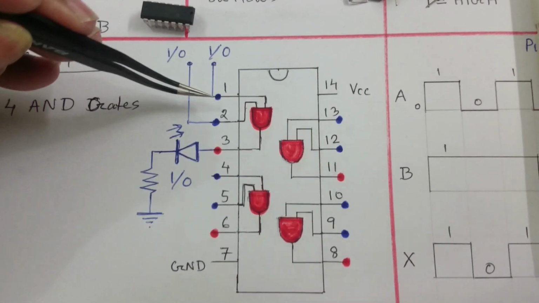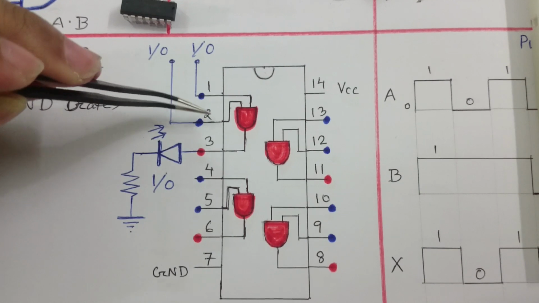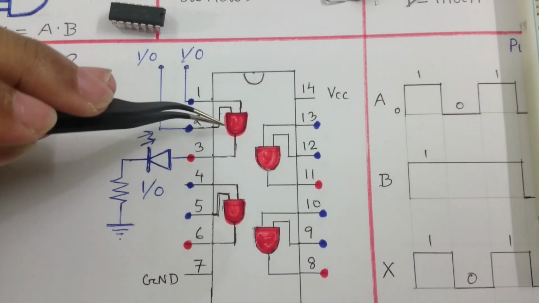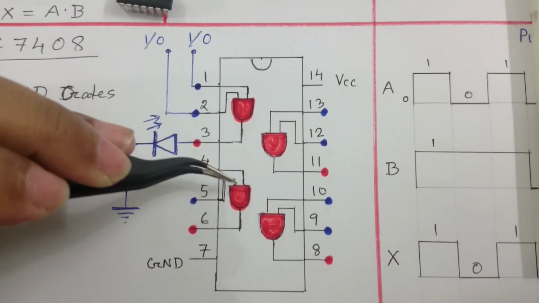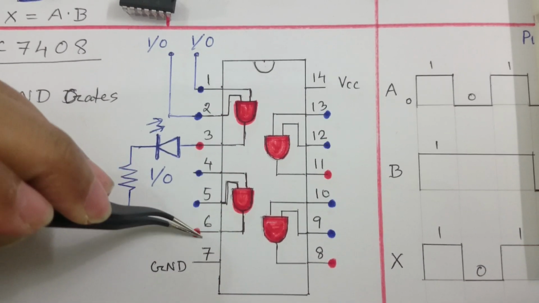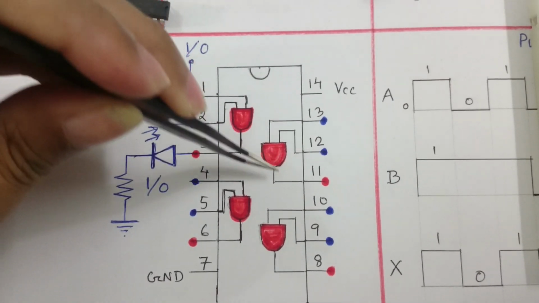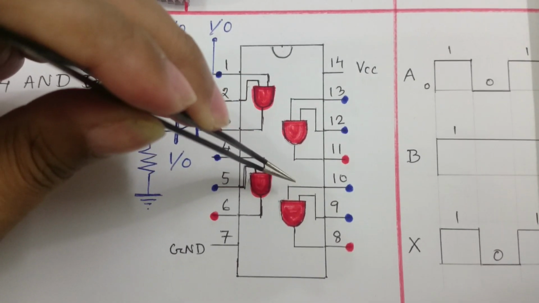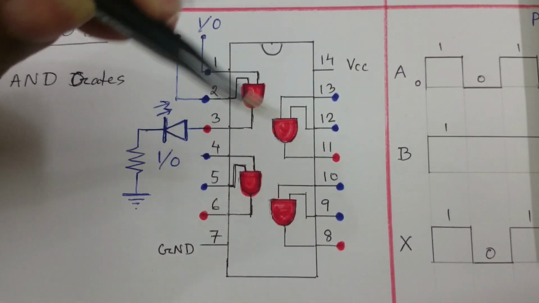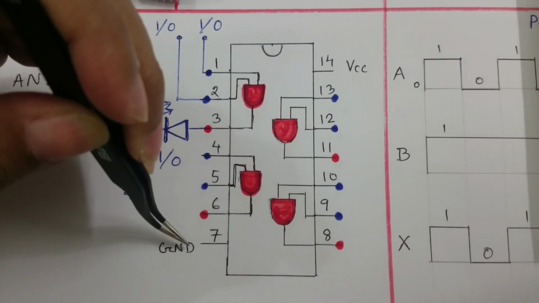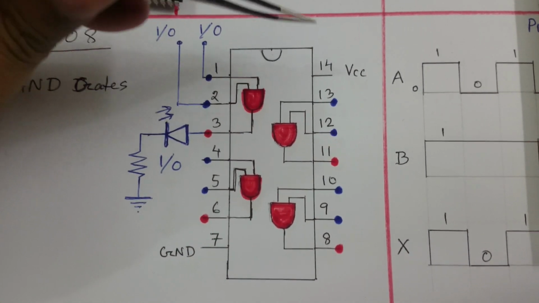So I am explaining the pin layouts of this IC. This is pin number 1 and 2 is the input of first AND gate, and pin number 3 is the output, and 4, 5 is the input of this AND gate, and 6 is its output. Similarly 13, 12 is the input of this AND gate and 11 is the output, and lastly 9 and 10 is the input and 8 is the output of this AND gate. For this IC, pin number 7 is grounded and pin number 14 is connected to the VCC.